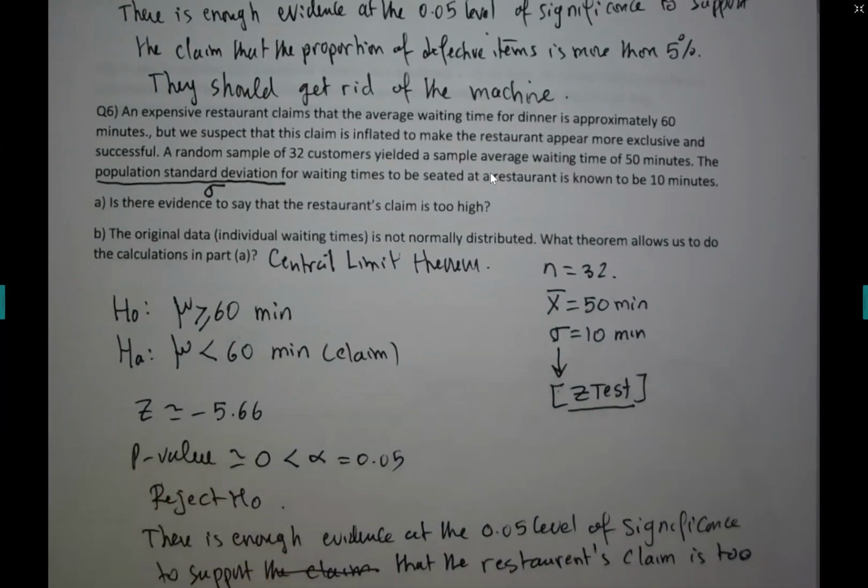You might come across a problem in the homework where he doesn't give you an original population that's bell-shaped, and he gives you a small sample size, less than 30, and he'll ask you if you can perform the test. You have to say no.